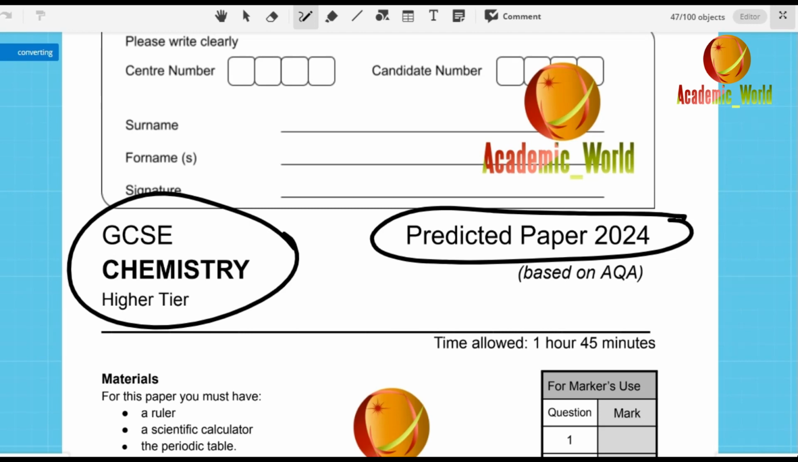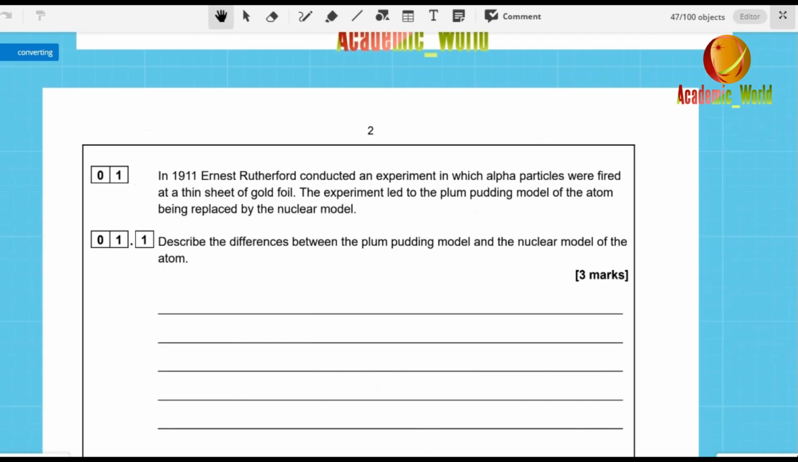Here you can see the first question. In 1911, Rutherford conducted an experiment in which alpha particles were fired at a thin sheet of gold foil. The experiment led to the plum pudding model of the atom being replaced by the nuclear model. Describe the difference between the plum pudding model and the nuclear model. So actually that's a 3 marks question.